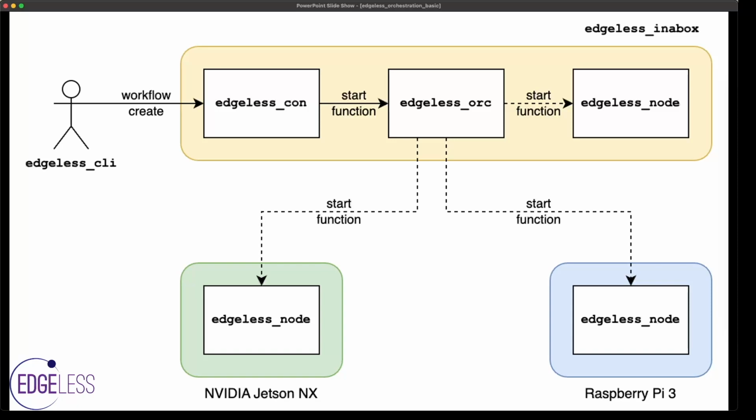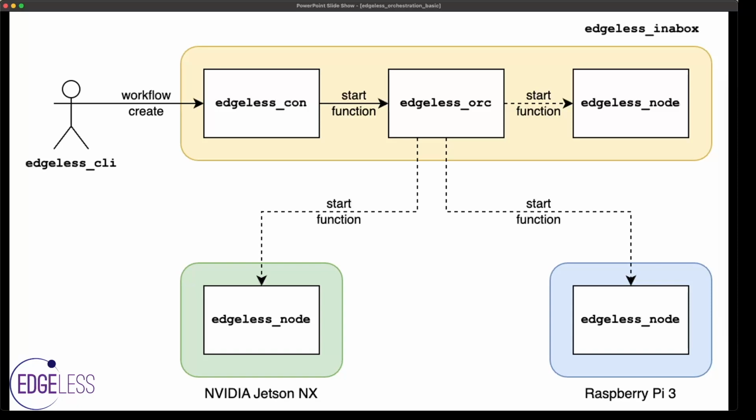The user will create workflows on the edges controller via a command line interface called edgeless CLI. So the workflow will be created on the controller, which will start it in turn on an edges orchestrator, which manages 3 nodes, and the edges orchestrator will in turn start a function on one of the available nodes. Which one exactly will depend on the orchestration policy.